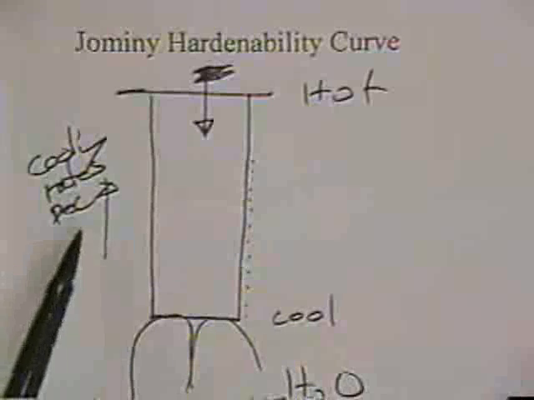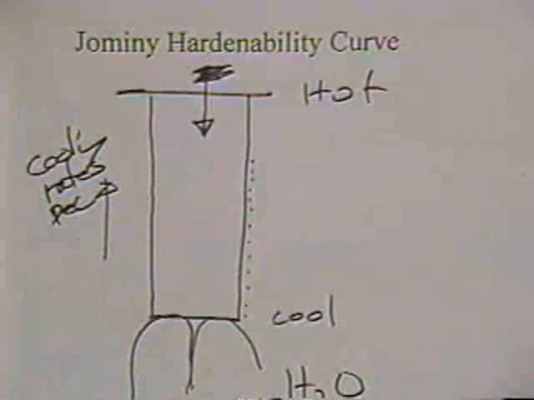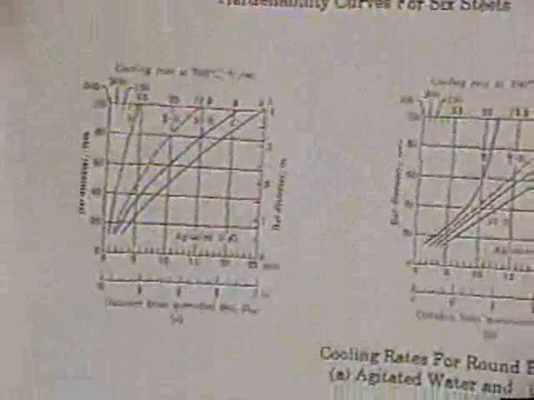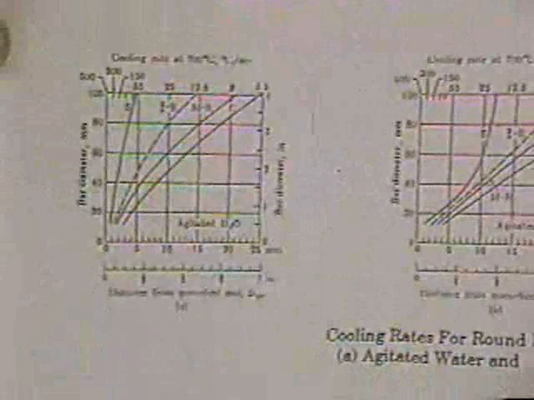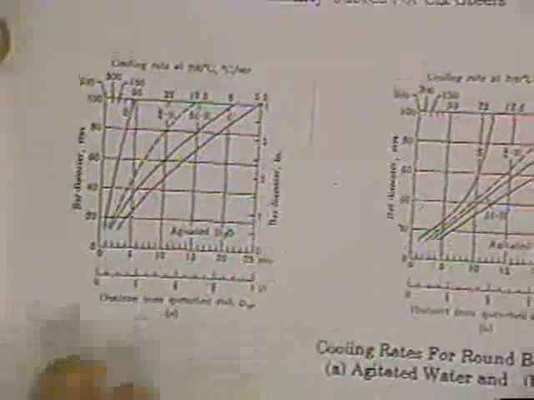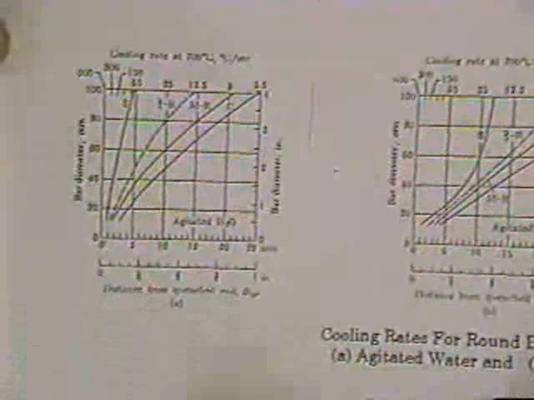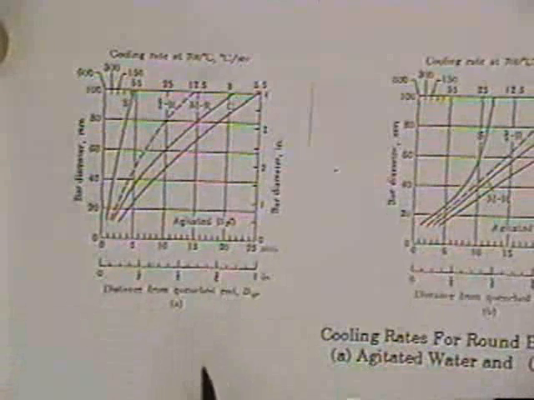This is the start of the second tape, and we'll pick up where we left off. Remember, we were talking about the geometry bar and how the cooling rate decreases. Let me give you an example using the figures on page 64 of the handout sheet, what you might be able to do with this information. Let's use the left-hand side. This is the cooling rates for round bars quenched in agitated water and agitated oil.